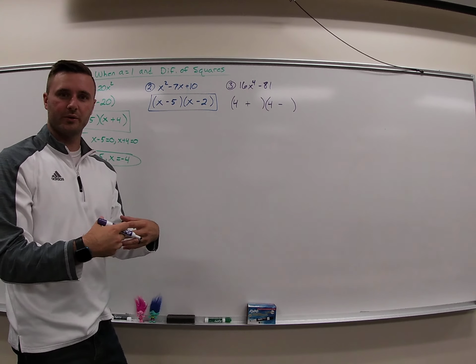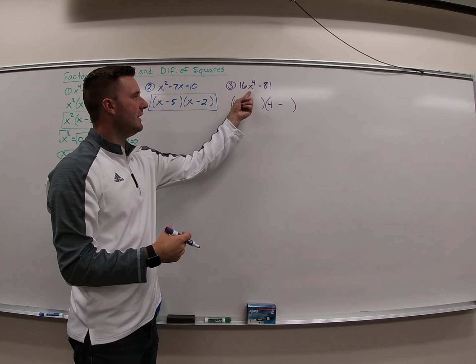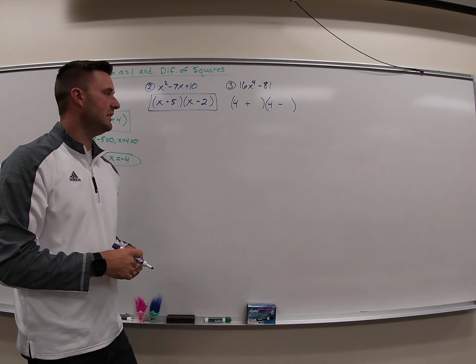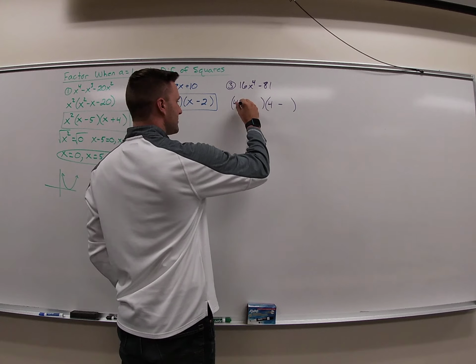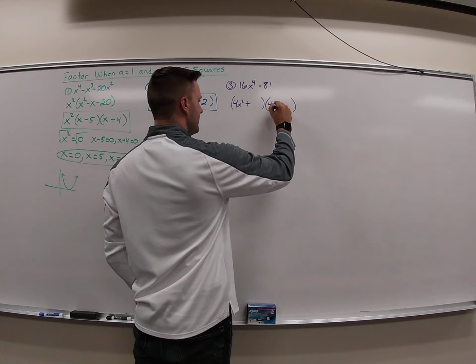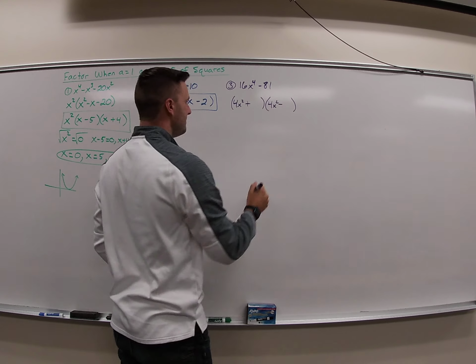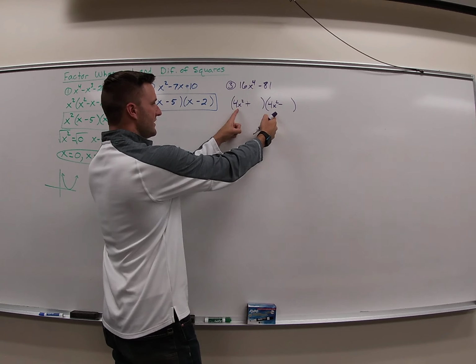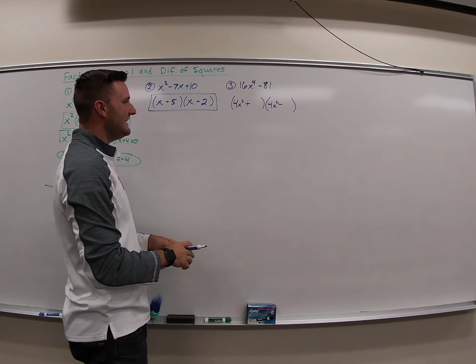You're basically taking the square root of everything. Now what times what of the same item is going to give me x to the 4th? Well, this is going to be x squared. So 4x squared and 4x squared. So 4x squared times 4x squared gives me this positive 16x to the 4th.